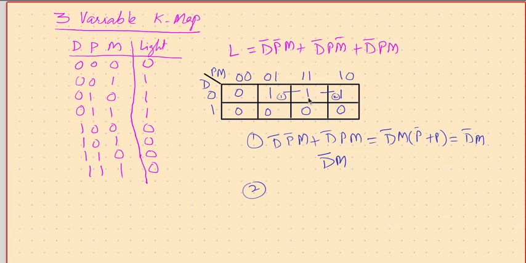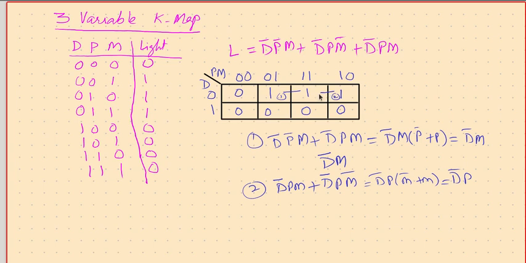Second case, these two cells. This is D bar P M, or D bar P bar... no, D bar P M or D bar P M bar. So if you look at it, D bar P is common in both the cases. M bar or M will come, so it will disappear. So we are left with D bar P. That's our old way of solving.